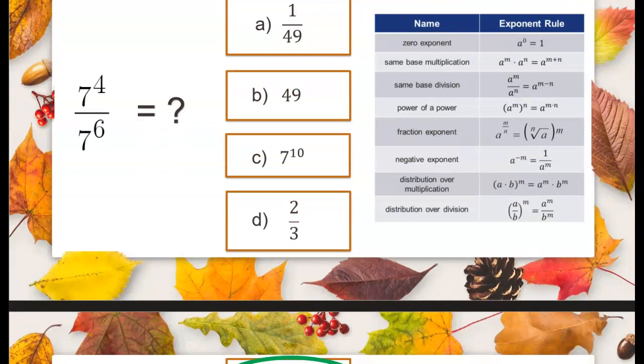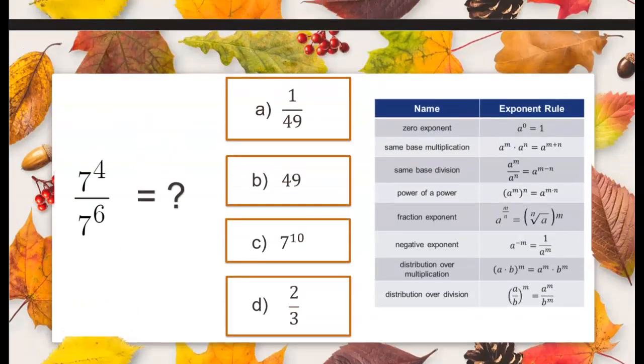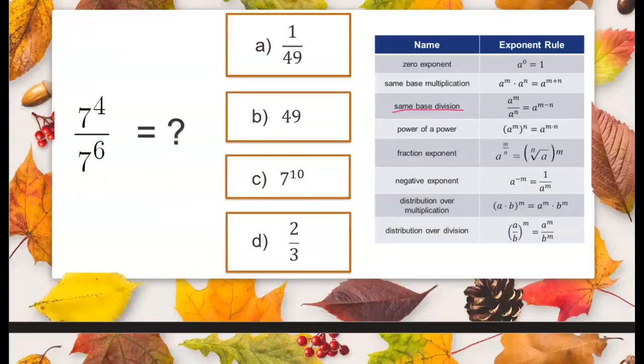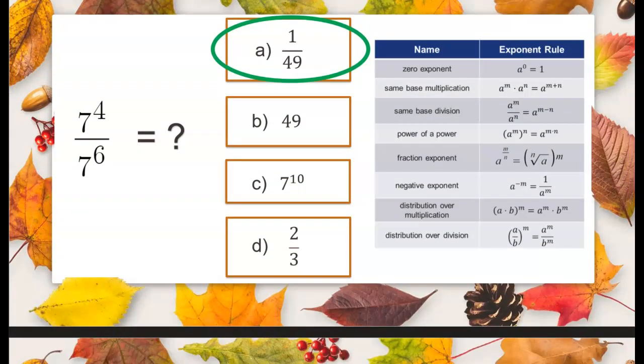Next problem, 7 to the 4th over 7 to the 6th. Now we're using a different rule. How did we get 1/49 here? Well, we know that when we're dividing, we're going to subtract the exponents. So 7 to the 4 minus 6 is going to be 7 to the negative 2.